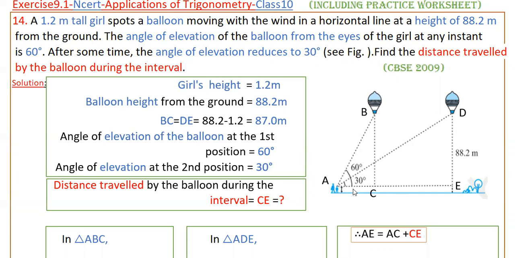The angle of elevation at the first position is 60 degrees and at the second position is 30 degrees. We have to find the distance traveled by the balloon during the interval. So we have to find the distance between these two points, C and E. We have to find the CE value. You can see here there are two right triangles, ABC and ADE.